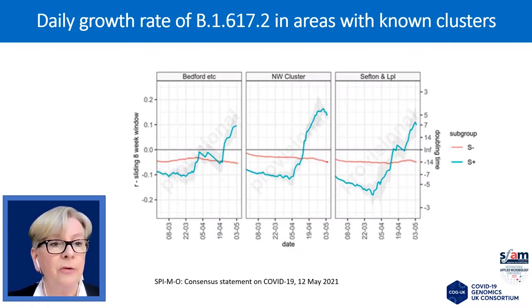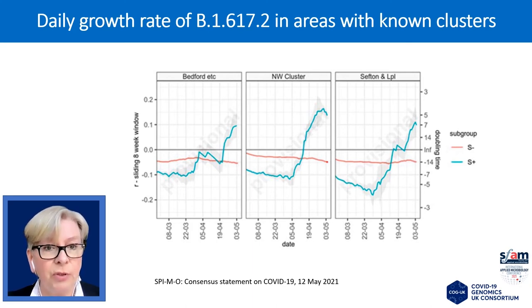Now, this is a graph that's shown from the SfAM consensus statement, which is in the public domain on the 12th of May, 2021. And what this is looking at is the daily growth rate of the 617.2 variant in areas with known clusters. Now, the orange line is S gene negative, which we assume is 117. The green line is S gene positive, which we assume is largely 617.2. And what you're seeing here in this graph is the doubling time of those two variants or lineages over time. And what this is showing is that actually the doubling time of 117 is flat or declining, but the doubling time of the 617.2 variant is increasing very quickly.